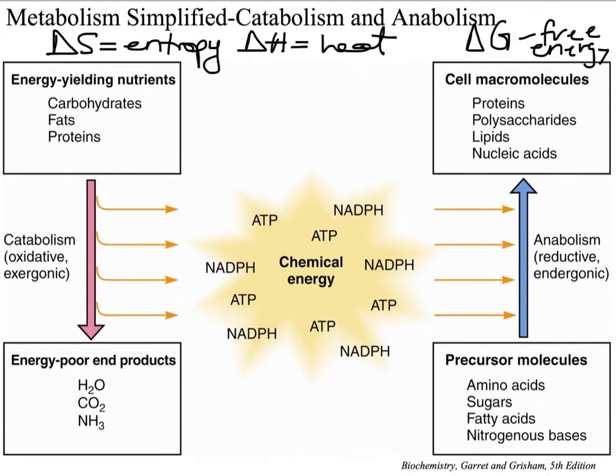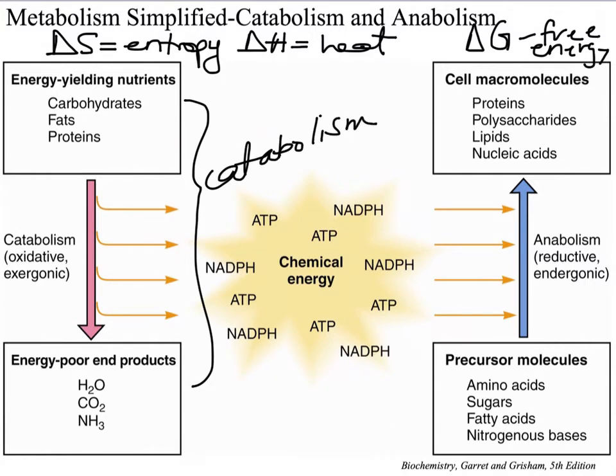So on the left side, we have catabolism. Catabolism is oxidative, so that we oxidize carbohydrates, fats, and proteins. And in that oxidation, we produce ATP and energy-poor products such as water, carbon dioxide, and ammonia.